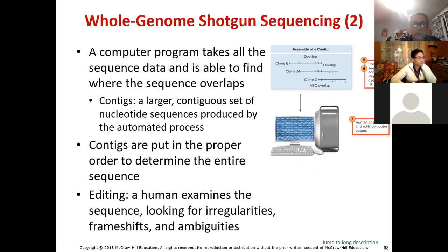Whole genome sequencing: I think originally people had to do this more by sight, but now you can have a computer program written. It will take all the sequence data and find where the sequences overlap. Contigs are large, contiguous sets of nucleotide sequences produced by the automated process. The computer can then put them in an order to determine the entire sequence. Editing: a human examines the sequences after this is all done and looks for irregularities, frame shifts, and ambiguities. So it does require some human analysis at the very end, but this can all be a very speedy process.